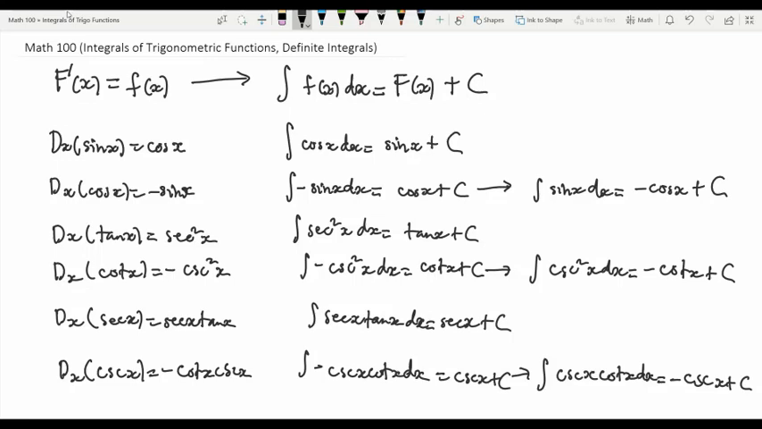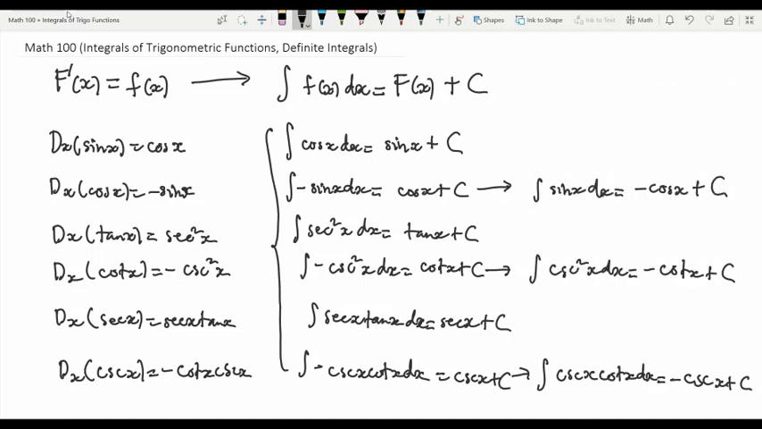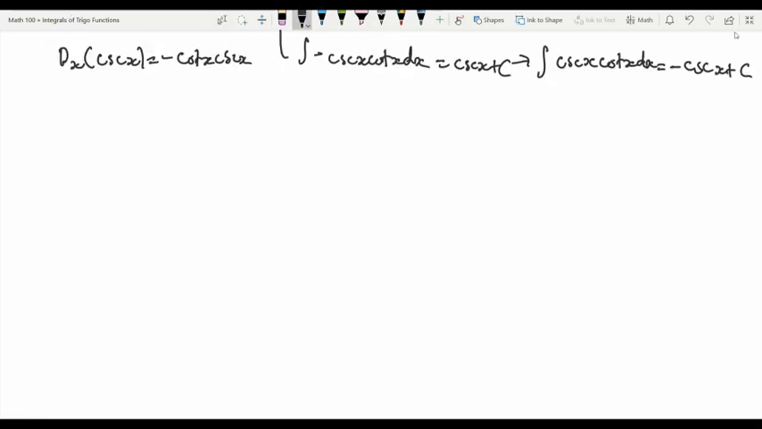So for now, let us try to memorize the 6 integration formulas for functions that involve some trigonometric expressions. Okay, let's try to apply these integration formulas in the following examples.